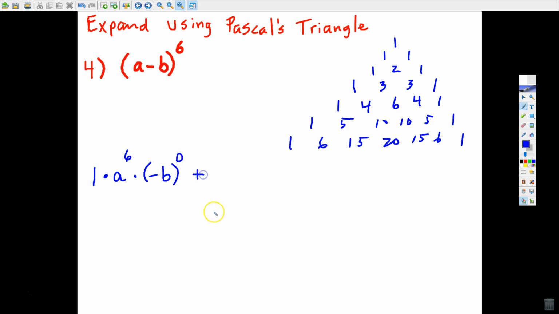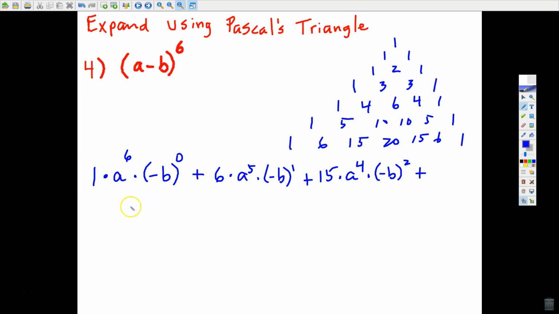Okay. Next row of the triangle, 6. Colin, a will be to the, and negative b will be to the, good. All right, Sarah, next number from the triangle. We've done 1, 6, 15. a will be to the, and negative b to the, good.